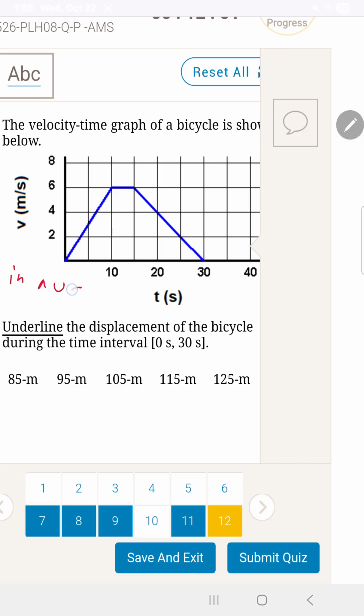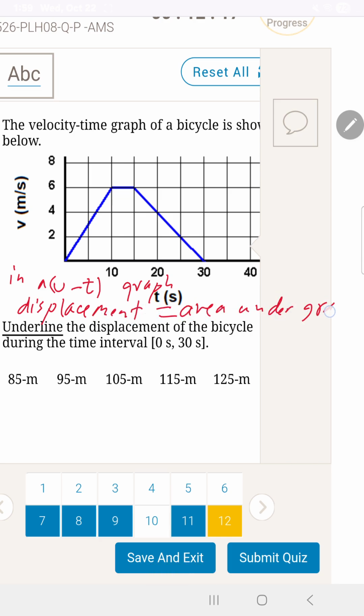In a VT graph, displacement equals area under graph. This is a very important equation. Write it down in your notebook so that you can memorize it later.